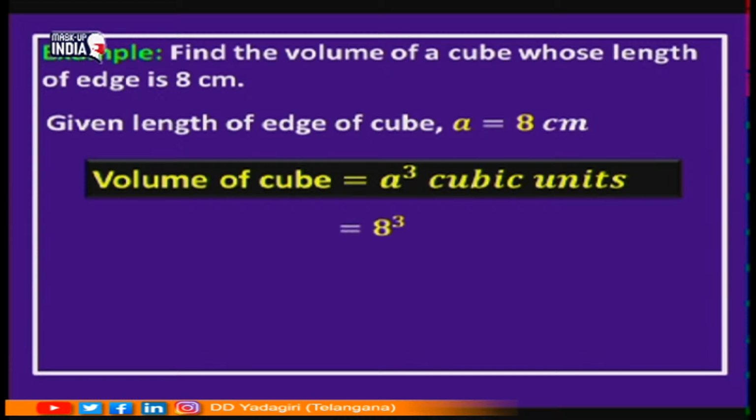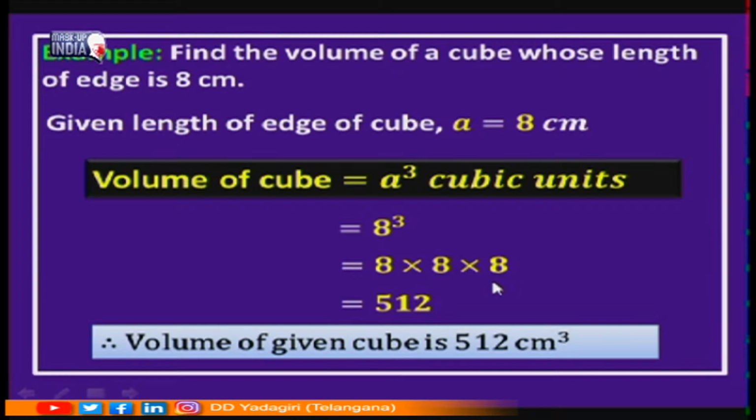Now, substitute the value of A as 8. So, we get 8 cube. What do you mean by 8 cube? 8 into 8 into 8. So, let us multiply this 8 into 8. How much do you get, children? 64. 64 into 8 is how much, children? Yes, you are right. It is 512. So, we get the volume of the given cube as 512 centimeter cube, or you can write cubic centimeters.